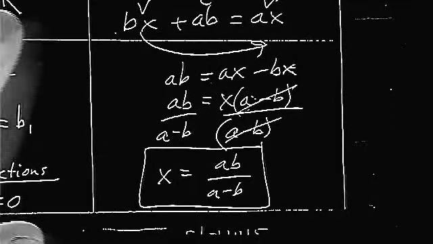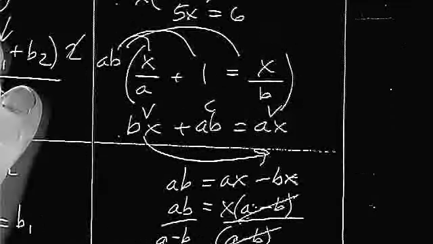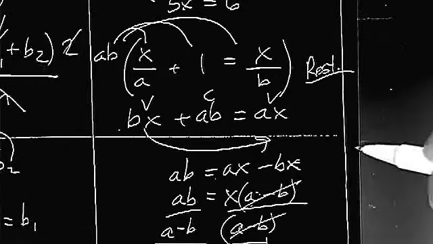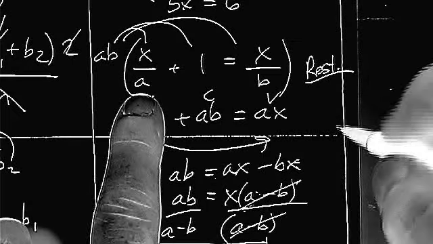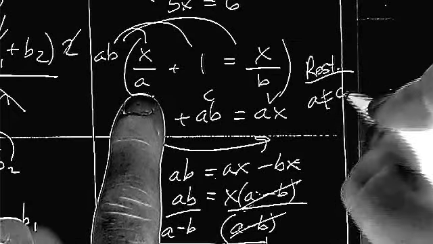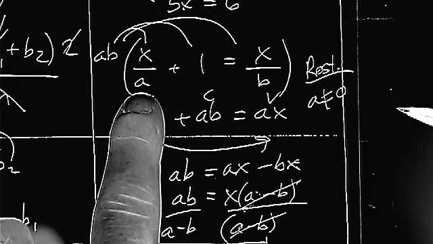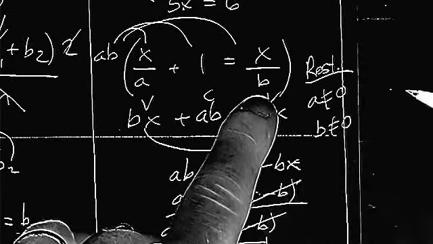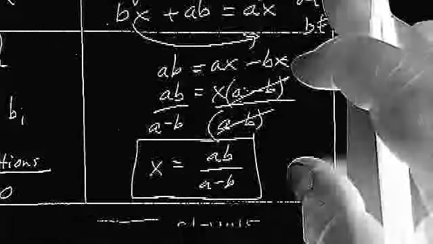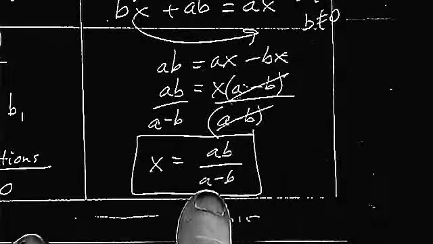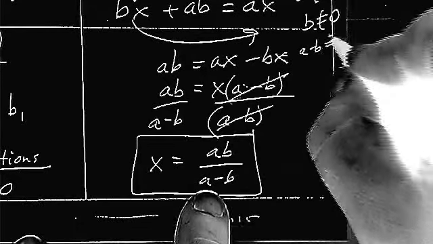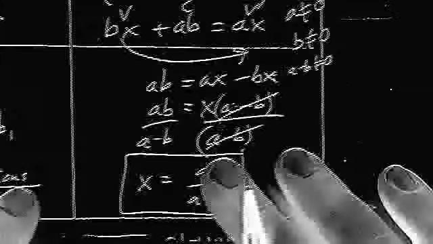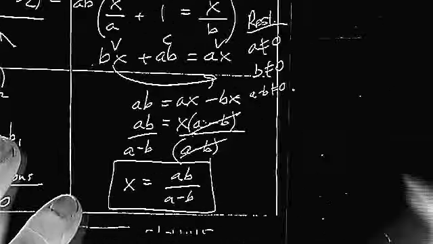Now let's take a look at restrictions. There are actually 3 of them. Go back to the beginning. I'll write them over here on the side. I see a denominator there. So a cannot be equal to 0. I see a denominator there. b cannot be equal to 0. I even see one down in my answer that's different than those two. So a minus b cannot be equal to 0. So far, I've got 3 restrictions.